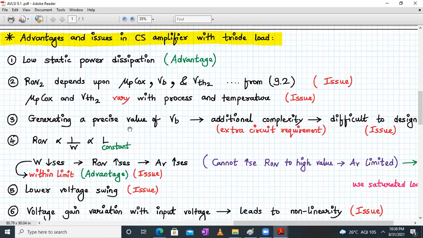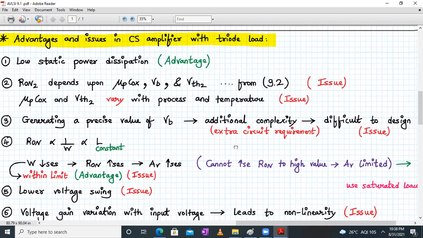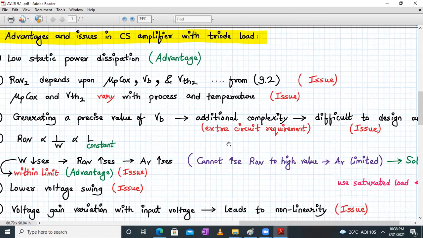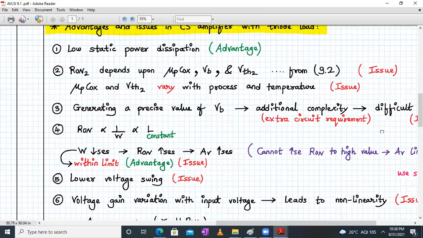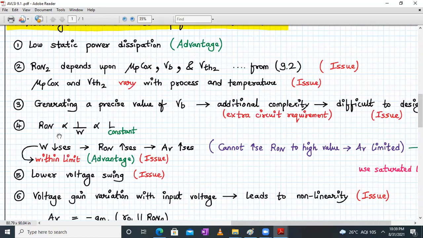Then generating a precise value of VB is a challenge. It's difficult to design. You require an extra external circuit for generating the value of VB, which is difficult to design and use. Okay, now also we saw that R on is inversely proportional to W, and directly proportional to L.